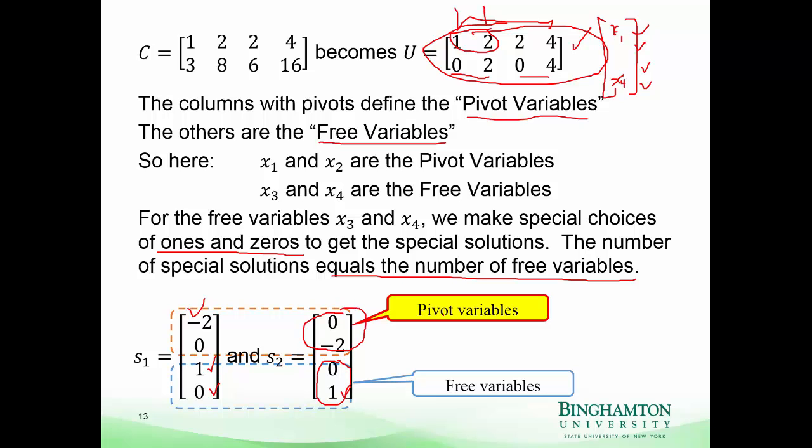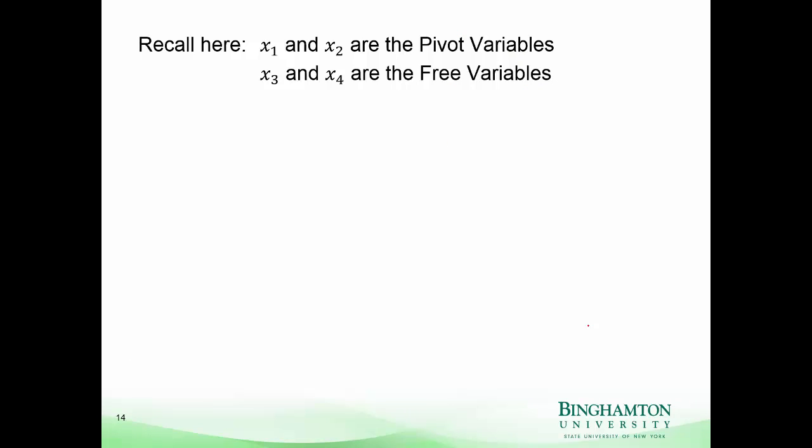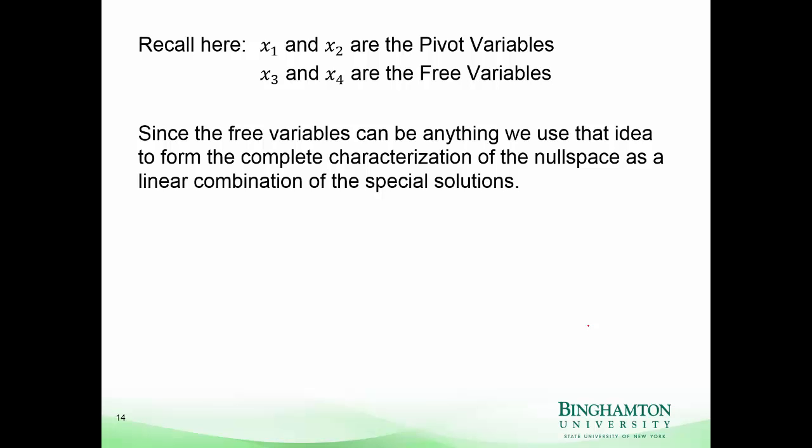Those are our solutions for the pivot variables for our special solutions. So as we said, for this case, we've got 2 free columns, so we'll have 2 special solutions, and there they are. So it was pretty easy to find them this way. So just reiterating our definition or characterization of what's pivot and what's free.